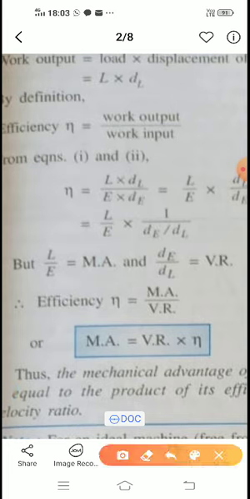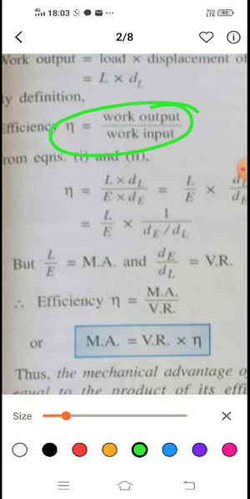So what is efficiency? Efficiency is work output divided by work input. As I told you already, work output is nothing but your load, and work input is nothing but your effort. Next, what is the work formula? Work formula is force into displacement. Using that I will derive it and show you on the next page.